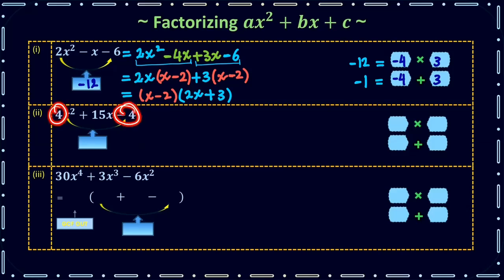Do 4 times negative 4. That gives you negative 16. Therefore, we're going to look for two numbers that when multiplied, we obtain negative 16, and when added, they add up to the middle coefficient of 15. The two numbers are 16 and negative 1.